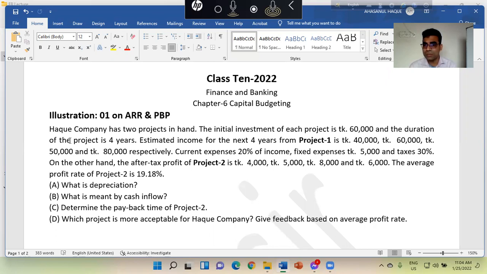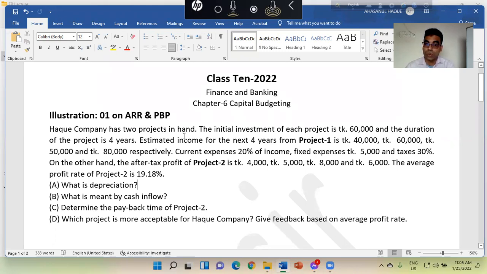How much? 60,000. So what is the investment money? Sir, the investment money is 60,000. Project 1 is 40,000. Right. And the duration of the project is 4 years. And estimated income for the next 4 years from project 1.